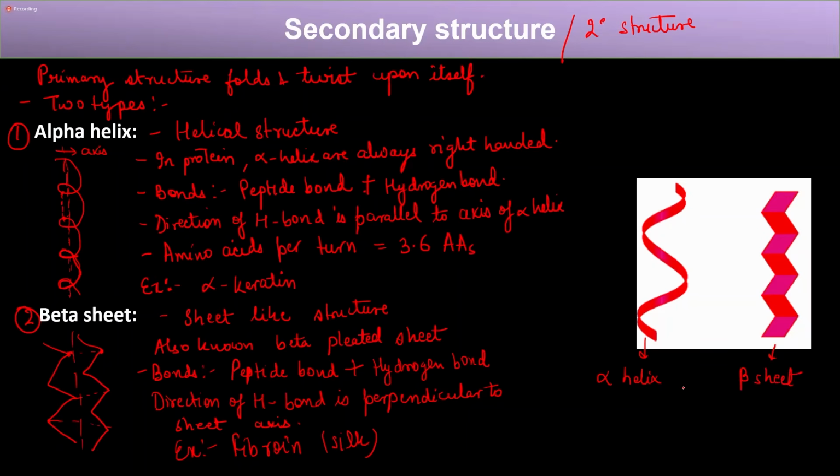One more important thing about the secondary structure: it is of only one polypeptide chain. Although you are seeing the beta sheets, they must be connected somewhere. So it is a single polypeptide chain that is folded in such a way that it is forming two sheets. It does not consist of multiple polypeptide chains.